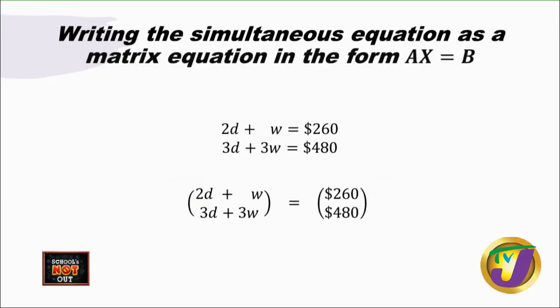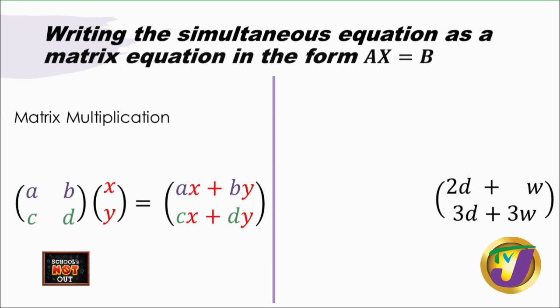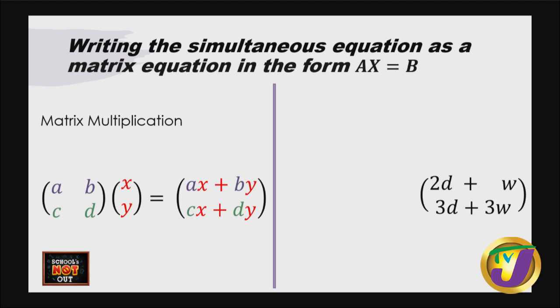Now, let's take a quick look back at the equations that we have established before, which are 2D plus W, 3D plus 3W, equal to 260 and 480. And we're just going to compare them. Are you guys seeing any similarities between the equation that we wrote at the start, 2D plus W, 3D plus 3W, and the matrix that we just multiplied? Yes, we are seeing some similarities.